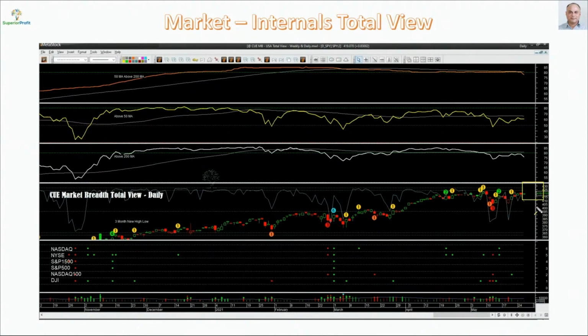Is there any distribution count in recent days? The last one was an accumulation count that was from Nasdaq 100. Prior to that, we had another accumulation count of 2 that was from the Nasdaq exchange and NYSE exchange. Before that also an accumulation count. So in recent days, there is no distribution count. There was a distribution count of 3 at this point, but since then, we have seen only accumulation counts.